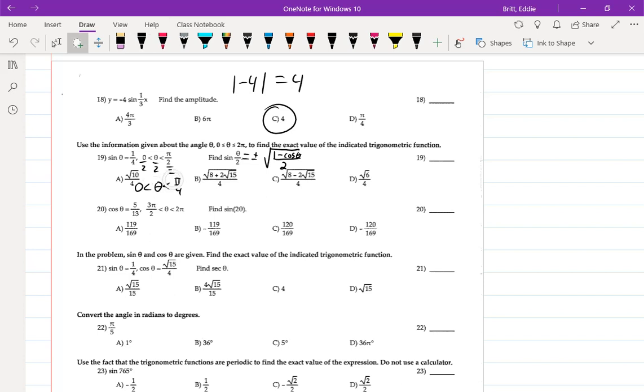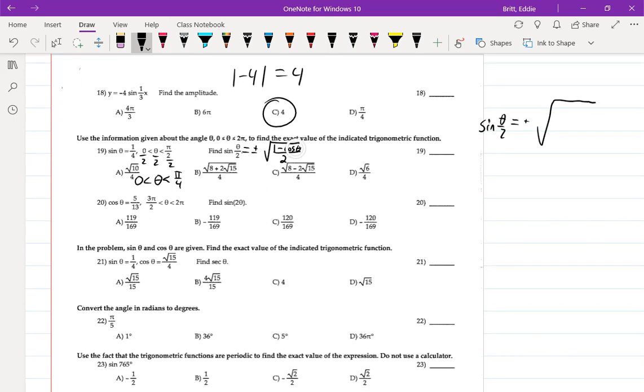So theta is in the first quadrant. All the trig functions are positive in the first quadrant. So I know my answer here is going to be positive. Okay, so the sine of theta over 2 is going to be positive. I normally wouldn't put a plus sign for positive, but I'll put it there just to put it there. Now, what else do we need? We need cosine theta. We don't know what cosine theta is equal to, so we have to figure it out.